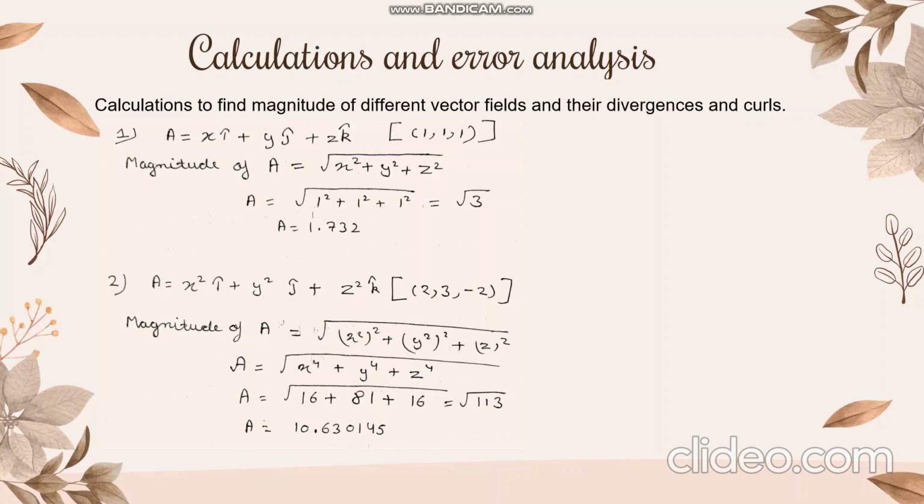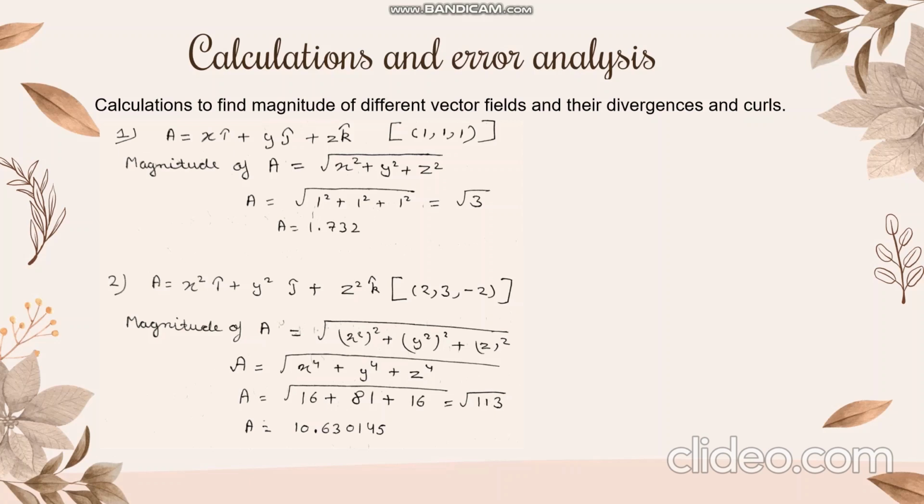First one is A equals x i cap plus y j cap plus z k cap. We know that the formula of magnitude is root under x square plus y square plus z square, where x, y and z are respectively the scalars of i, j, k vectors. So here you can see the magnitude of this vector at 1 comma 1 comma 1 is 1.732.